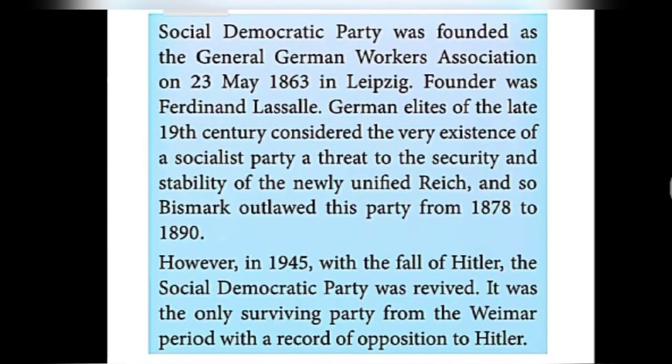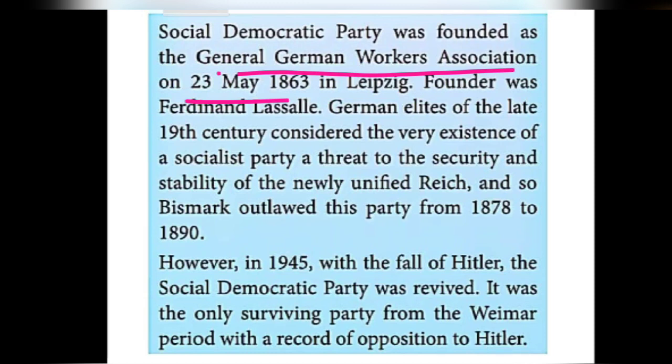In your book, one blue color box is given. It's very, very important, children. One word answer is there, only one line. Listen carefully. Social Democratic Party. It was founded as the General German Workers Association in the place of Leipzig, which is located in Germany.